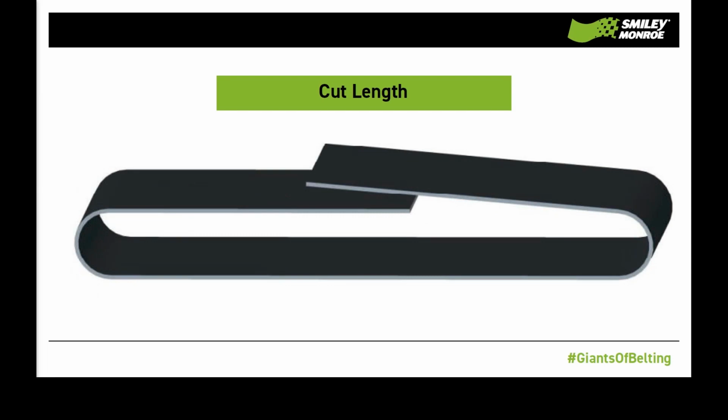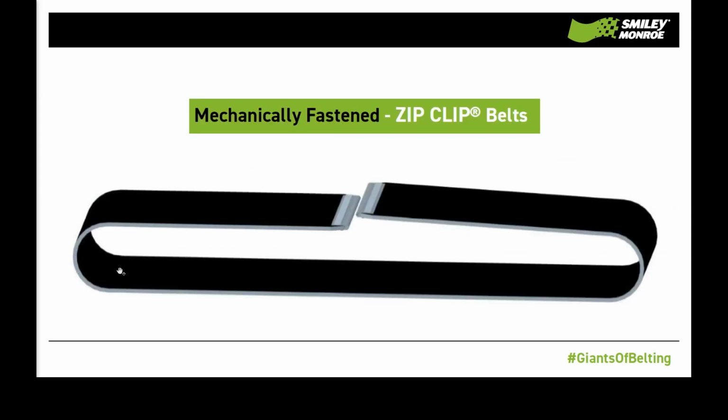Cut length belts are a length of conveyor belt with square ends that include a length allowance for splicing. Cut length belts are used when replacing belts on site when the exact endless length is unknown and therefore ends need to be prepared on site. Finally, we have both our push-in and screw-in Zipclip belts, which Ryan will discuss in further detail towards the end. But for now, I'll hand back over to Ryan to discuss the anatomy of conveyor belts.